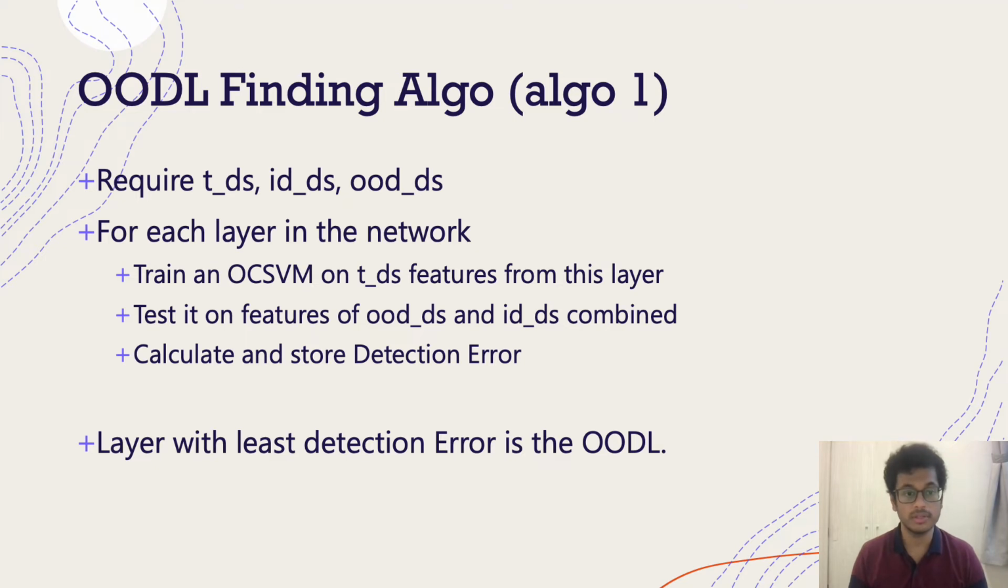Now, for each layer in the network, we can train an OCSVM on the TDS features from this layer and test it on a combined dataset of OODDS and IDDS and calculate the detection error. We then choose the layer with the least detection error as the OODL.